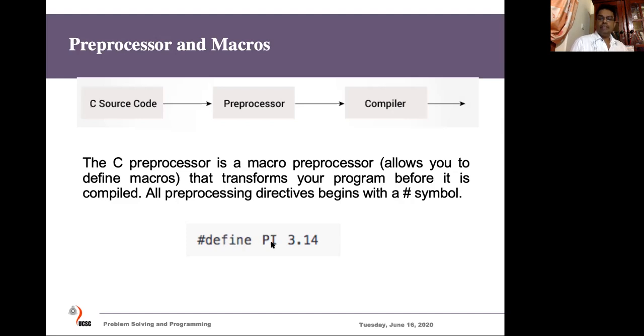We can define a constant. For example, we can have a variable called pi with the value 3.14. In our program, we can then use pi instead of 3.14. When compiling, in the preprocessing stage, all appearances of pi will be replaced by 3.14 by the preprocessor. That's how preprocessing works.